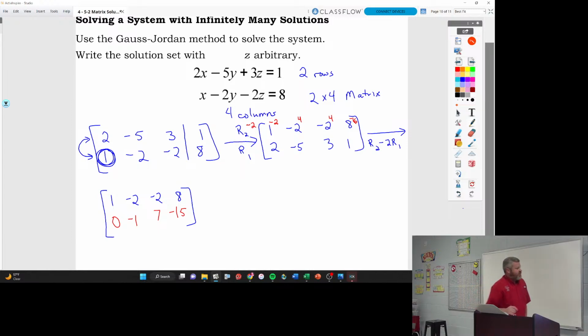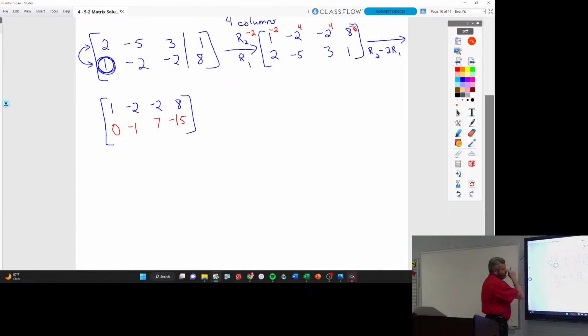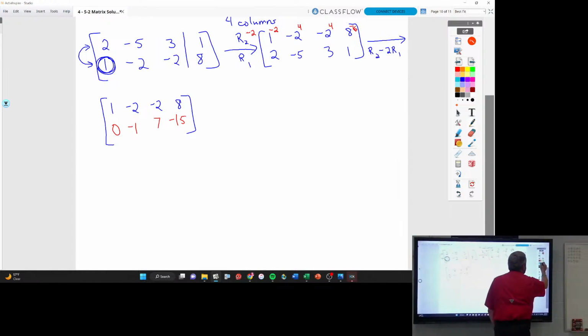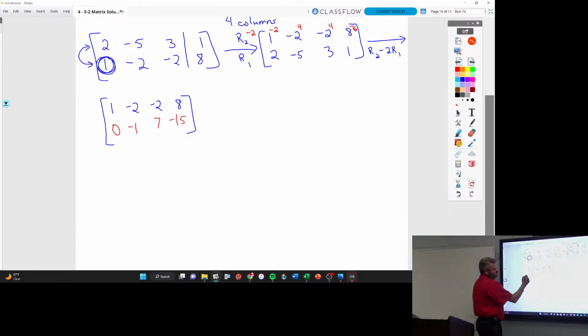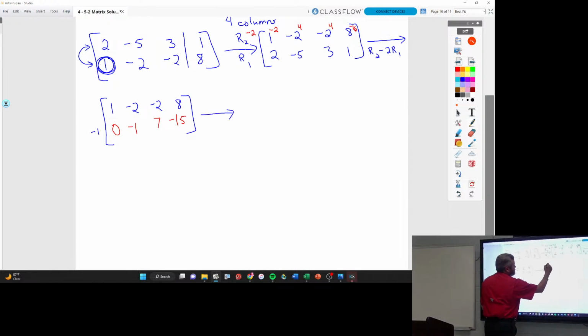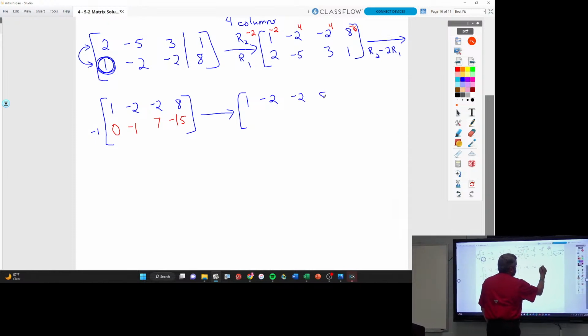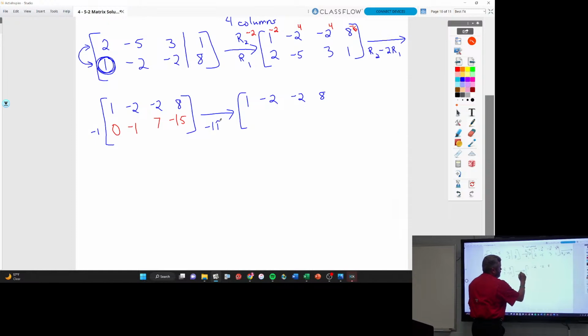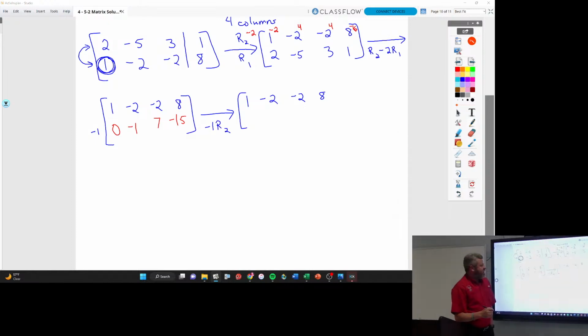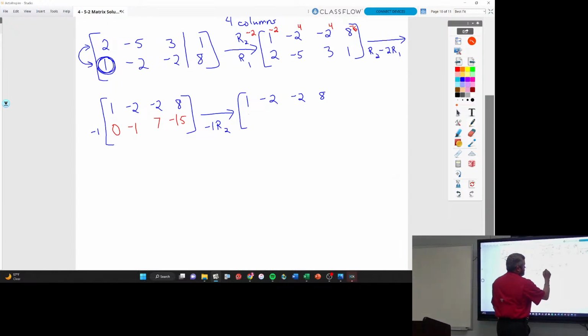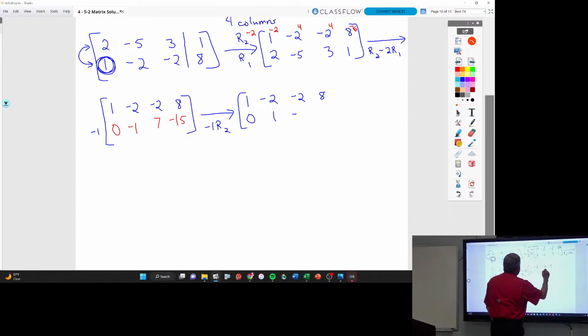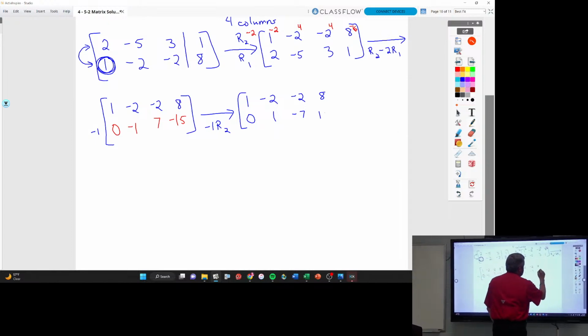Well, now I need to make row 2, column 2, I need to turn that -1 into a positive 1. And that's done simply by multiplying row 2 by -1. So row 1's not changing at all. Row 1 is still 1, -2, -2, 8. And I'm going to take -1 times row 2, so basically change the signs on row 2.